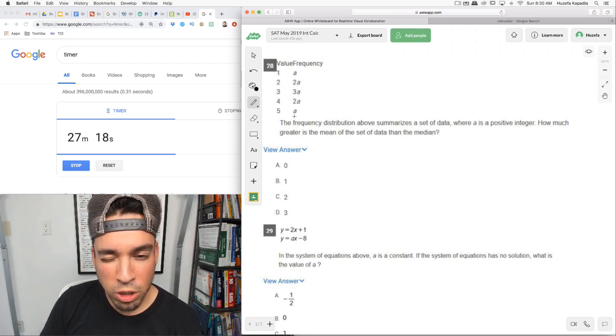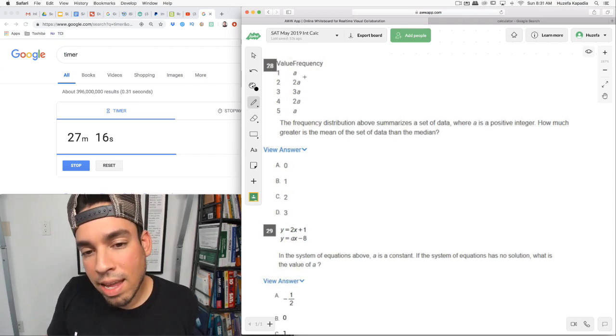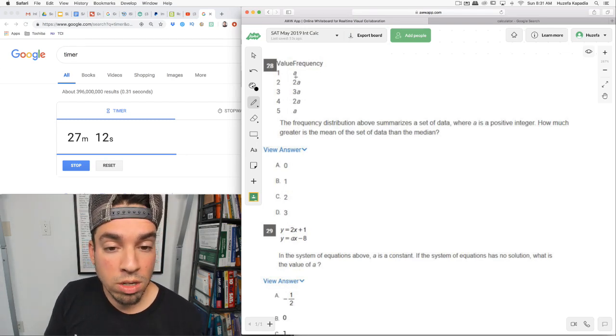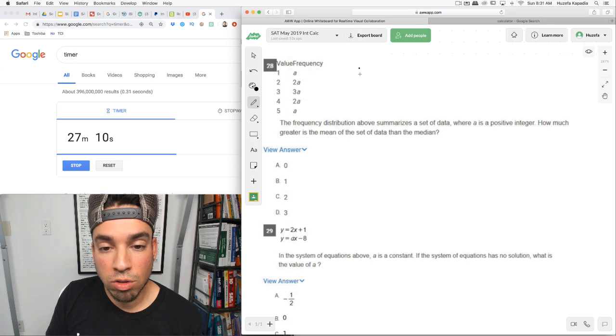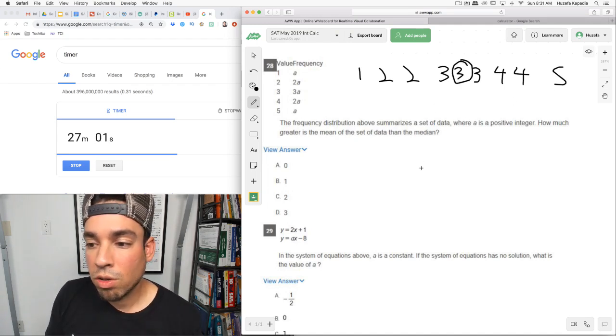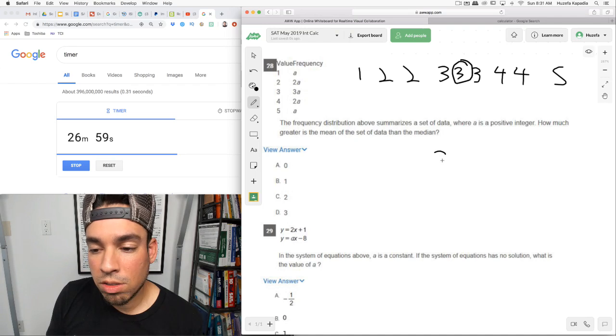Because look, this is like a symmetric distribution. So if I pretend A, it doesn't matter what A is. A could be 10, 100, 1. So let's just make it 1. So there's 1 of these, 2 of these, 3 of these, 2 of these, and 1 of these. The median is the middle value. It's right there. So the median is 3.